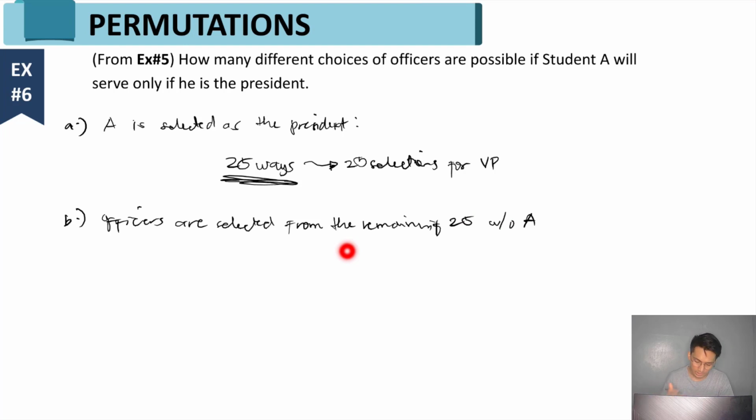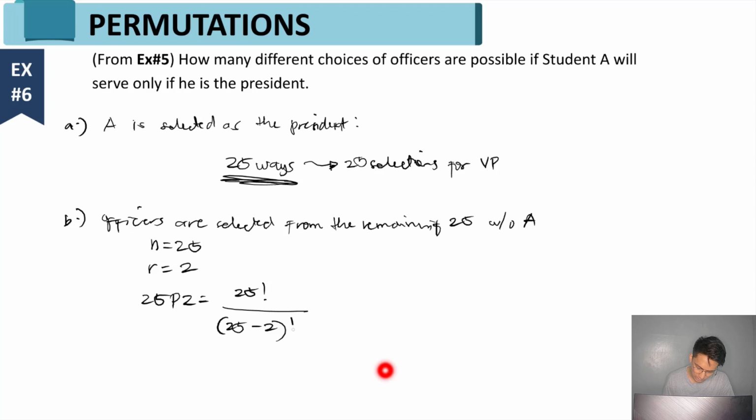Ang gawin na natin, ang n natin ngayon ay 25 na lang dahil wala na si A. And ang r natin is 2. Yung nasa choices ay yung 2, yung ating officers. So, gawin natin yung permutation of subsets. We have 25P2 or 25 factorial over 25 minus 2 quantity factorial. Ang value niyan ngayon ay 600 ways.